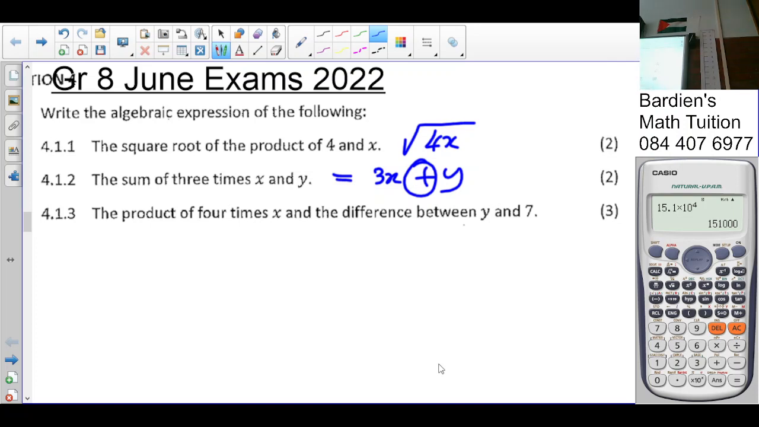The product of 4 times x. And the difference between y and z. Okay. So it's a product of 4 times x. So product means to multiply. And the difference means to minus. Okay.